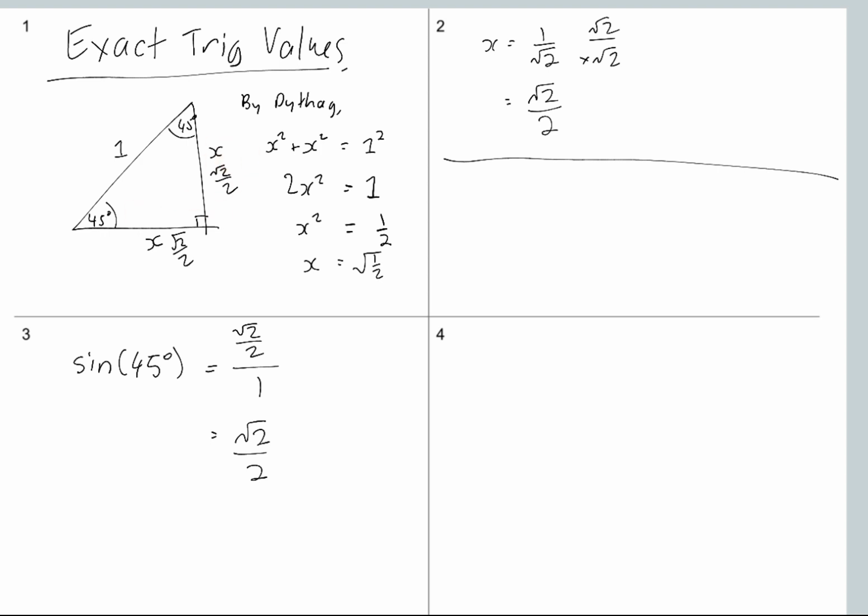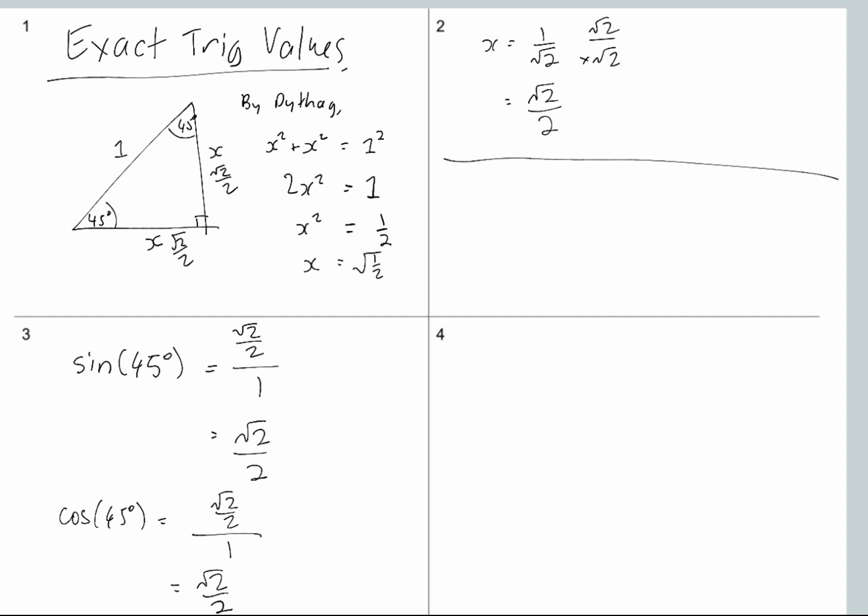Opposite over hypotenuse. Cosine, same deal. The cosine of 45 degrees is adjacent over hypotenuse. Adjacent over hypotenuse. And so the cosine of 45 degrees is also root 2 on 2, thanks to the nature of an isosceles, all over 1. Anything over 1 is just itself, so it's just root 2 over 2.